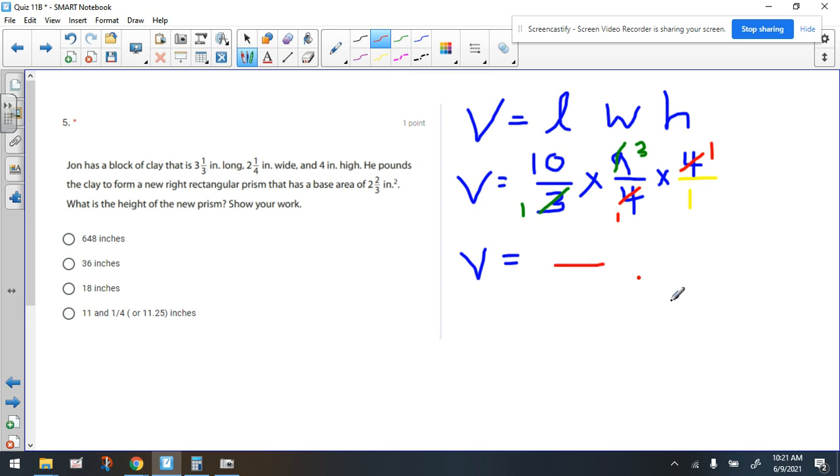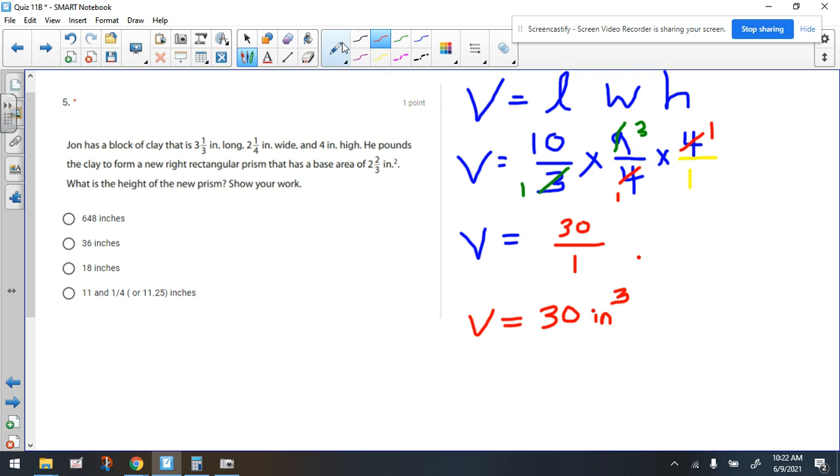Now we just have to go across and multiply our numerators. So if we multiply 10 times 3 times 1, that's going to give us 30. And if we do 1 times 1 times 1, that's going to equal 1. So the volume of the original prism is 30 cubic inches. So now we need to take that number and apply it to another formula. So you may remember in class, we've used a formula, volume equals big B times height.